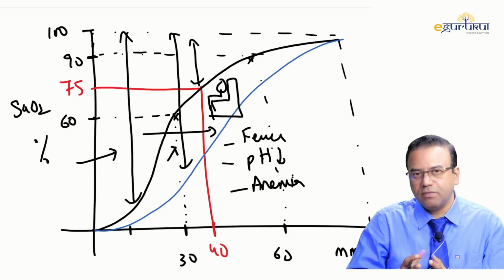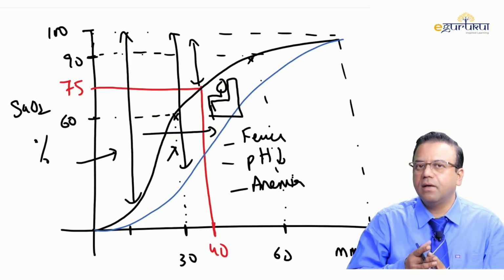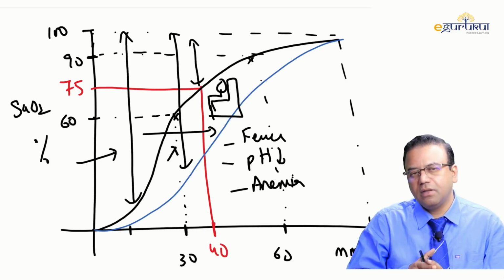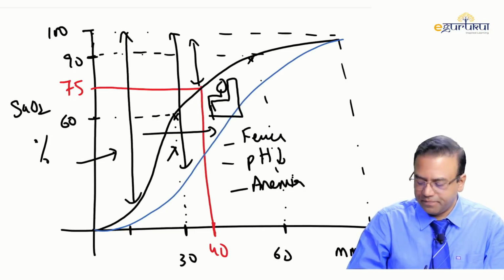Then what are the conditions where you see more left shift in the oxygen dissociation graph? If hemoglobin F is high, methemoglobin is there, carbon monoxide poisoning is there, or alkaline pH is there. These are all conditions where a left shift can occur in the oxygen dissociation graph.